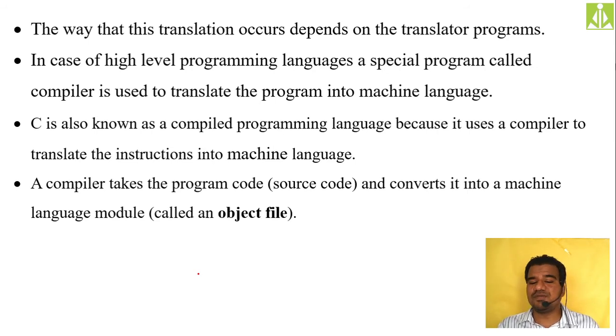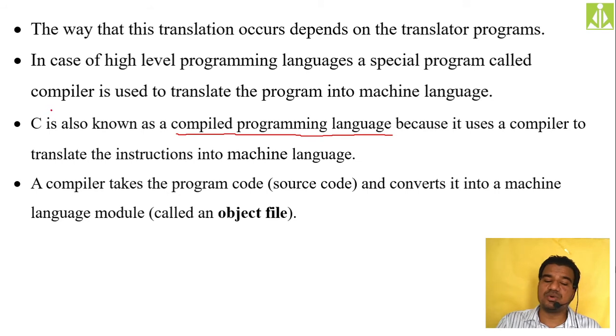Okay, in case of high level languages, a special program called the compiler is used to translate the program, that is source code, into machine language. C is a high level language. So in case of high level languages, we use compilers to translate our source code into machine language. C is also known as a compiled programming language. This is the reason we call C a compiled programming language, because we use a compiler to convert the source code written in C into machine language code.